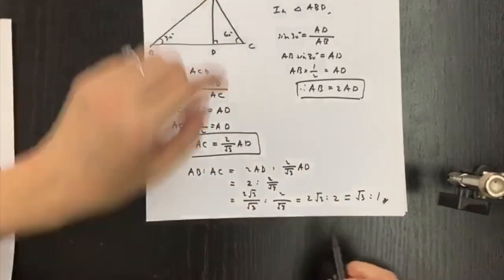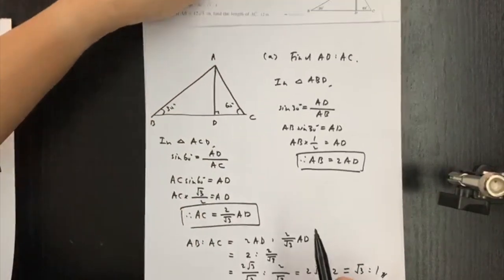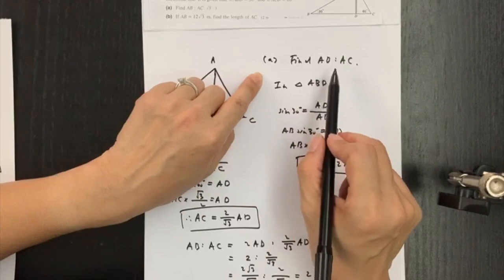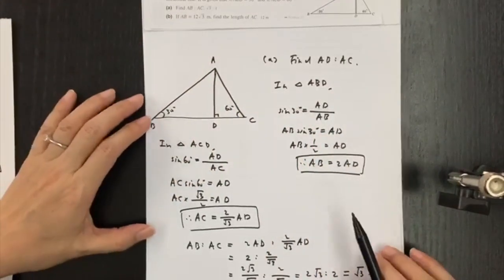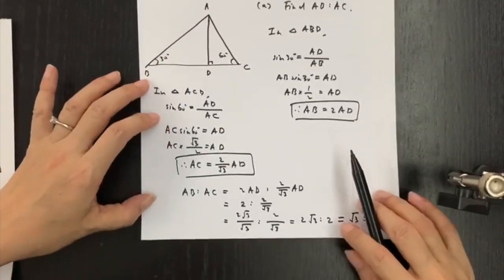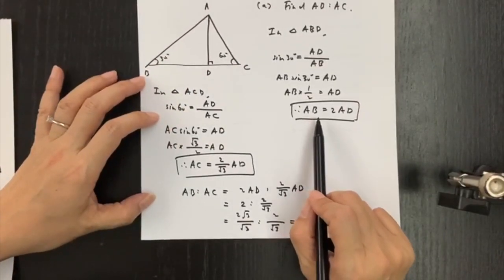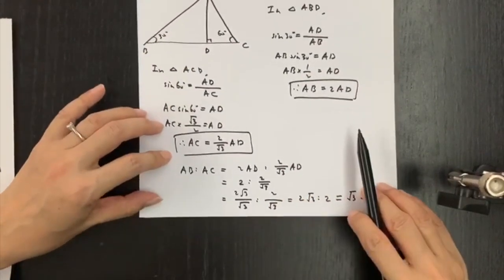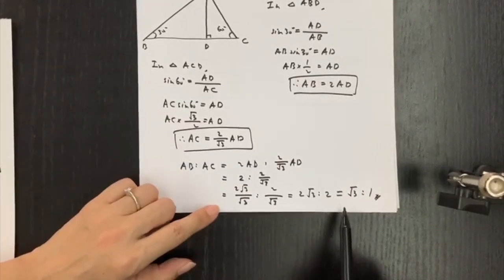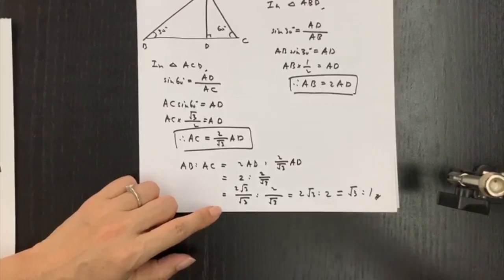So this is how we do part A. What is part A? To find the ratio of AB to AC. We need to link them up using the common side, which is AD, and change the subject to AB in terms of AD, and also AC in terms of AD. This is the way we find the solution in part A of this question.